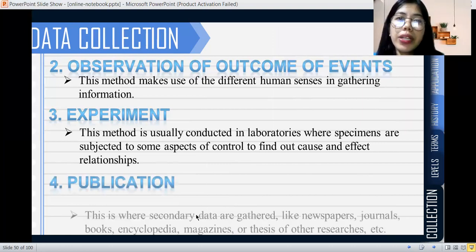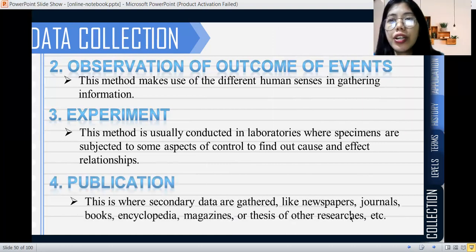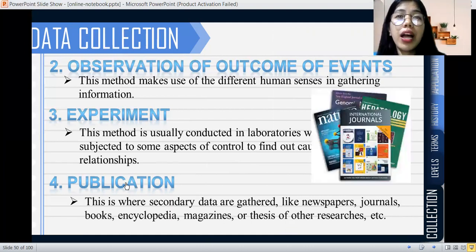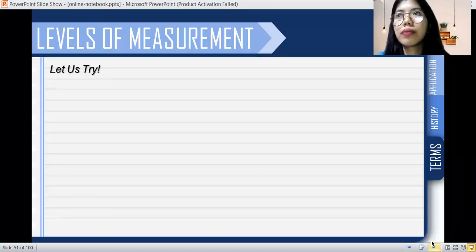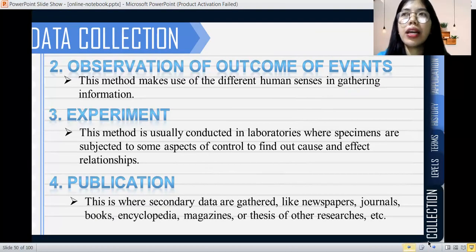And finally, we have the publication. This is where secondary data are gathered, like newspapers, journals, books, encyclopedia, magazines, or theses of other researchers, and etc. So, yun din po sa publication. Ayan po. Nakaka-gather tayo ng data based sa mga pag-open natin sa mga books, journals, encyclopedia, and other researches. Yun po, yung publication. Ayan, so yun po yung 4 na method of data collection natin.